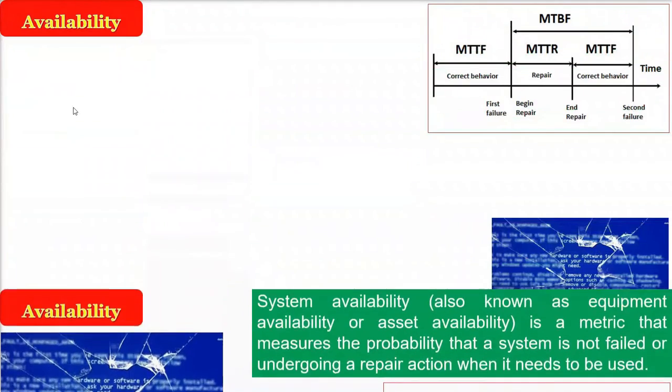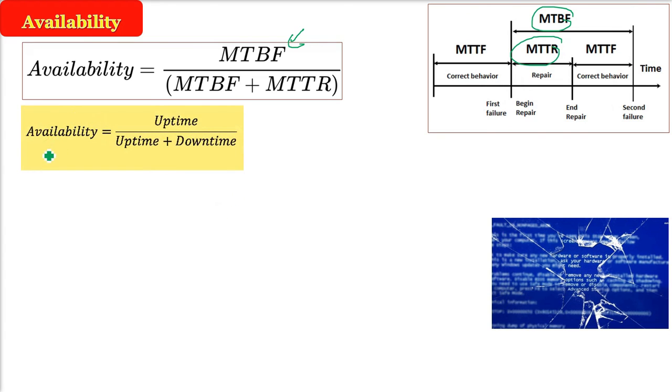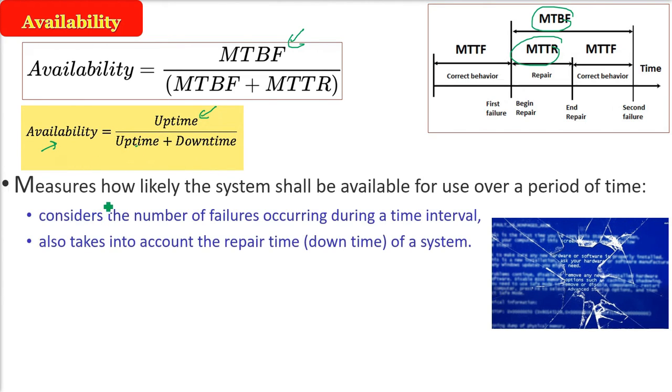Availability in different terms, you can also say that it is MTBF by MTBF plus MTTR. So mean time between failure divided by mean time between failure plus MTTR. So this is also a way you can compute it. It can also be assumed that availability is the total uptime divided by the total uptime plus the downtime. So availability measures how likely the system shall be available for use over a period of time. As I said, it considers the number of failures, and also the repair time.